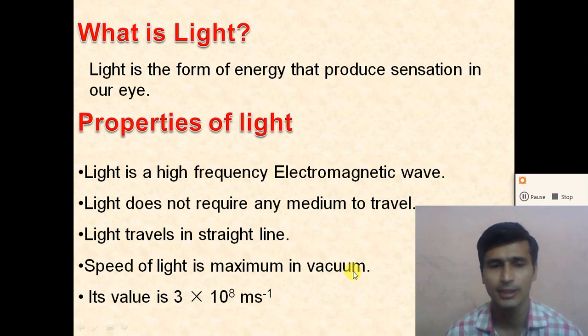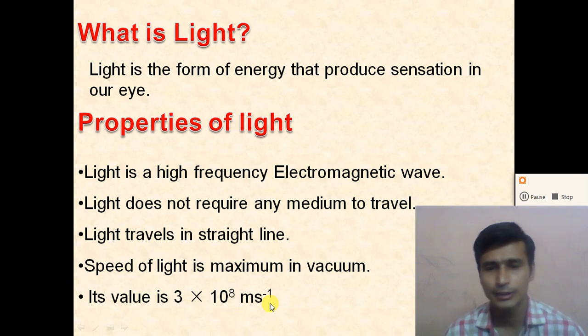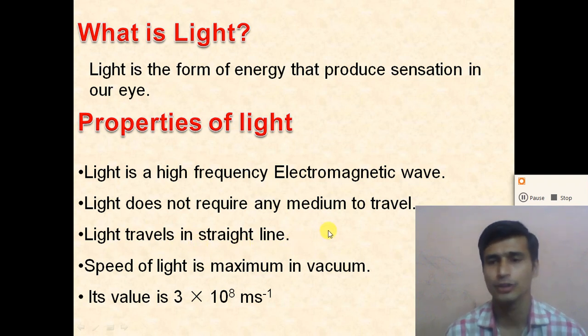The speed of light in a vacuum is 3 × 10⁸ meters per second. So light can travel a distance of 3 lakh kilometers in 1 second. And another property is that light travels in a straight line. Light always travels in a straight path.